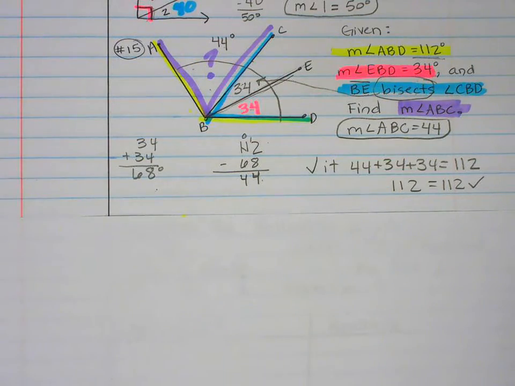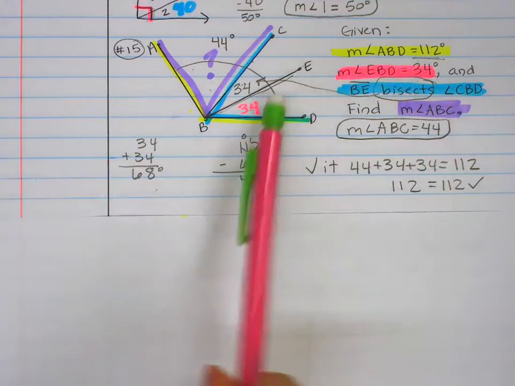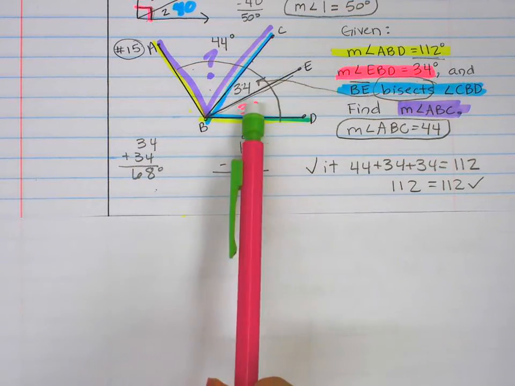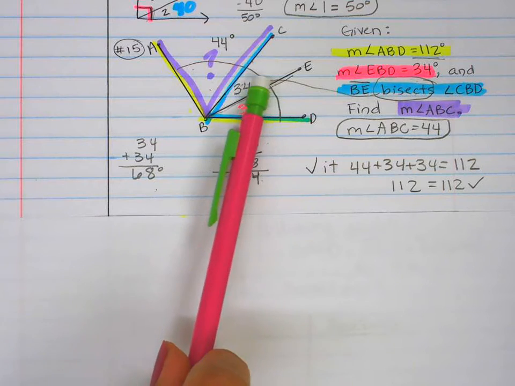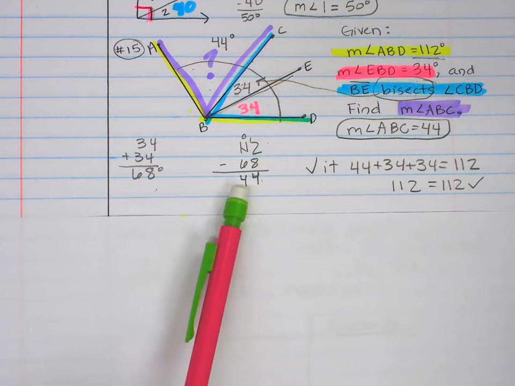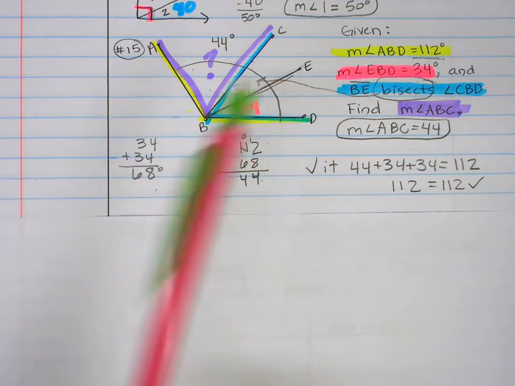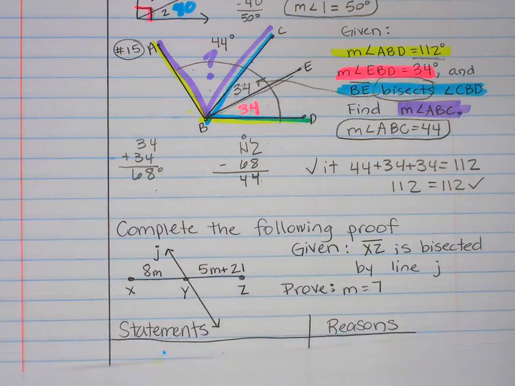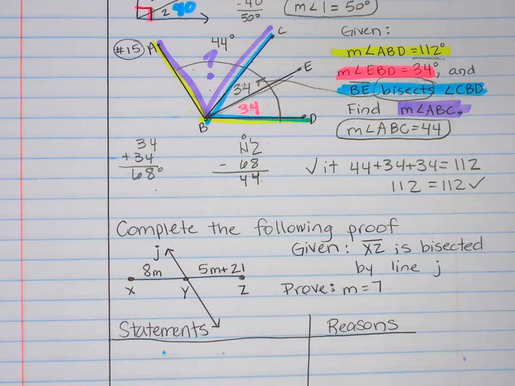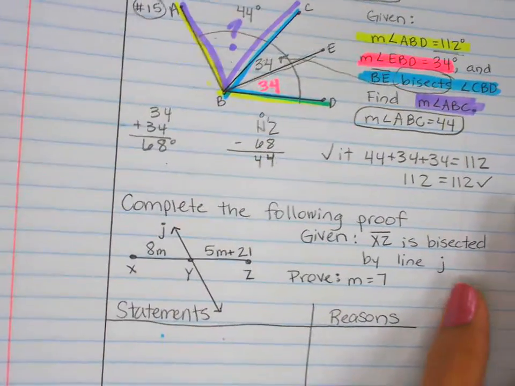Okay, so just use the given information, write it in. Bisect was important because I know that those two are equal. Okay, and then I just add them up, subtract it from the total angle, which is 112. So use this to help you on ALEKS. Here's our last problem for the day.